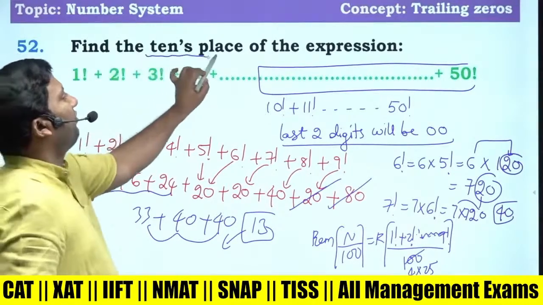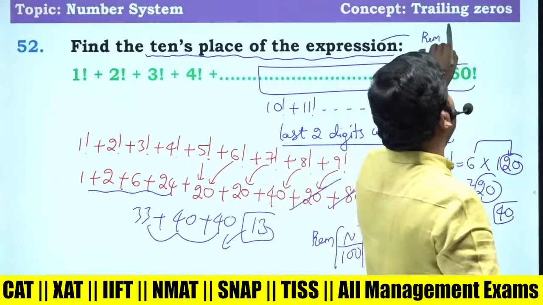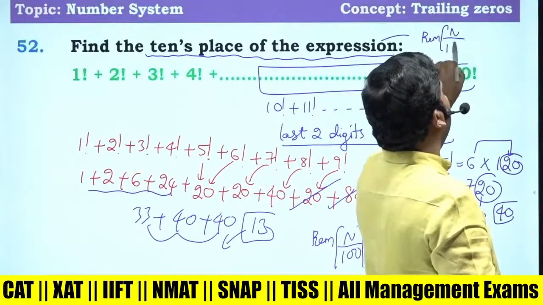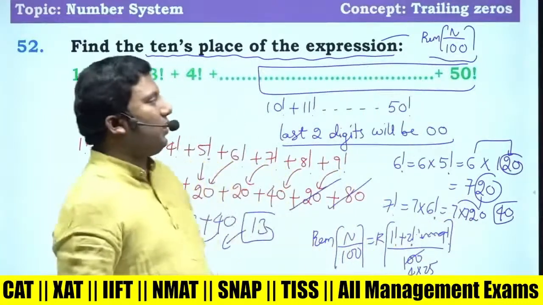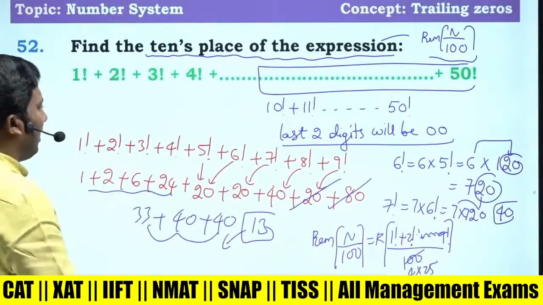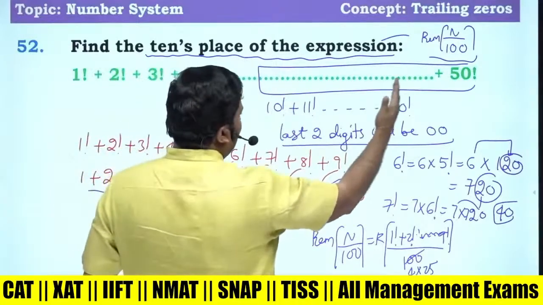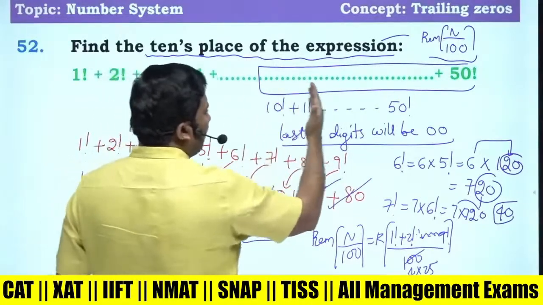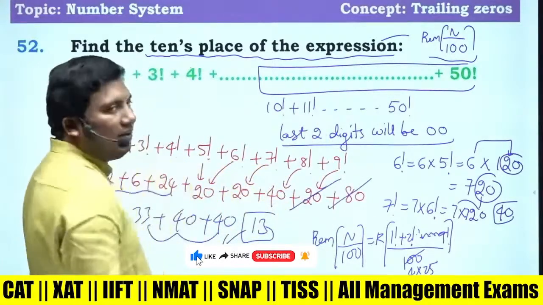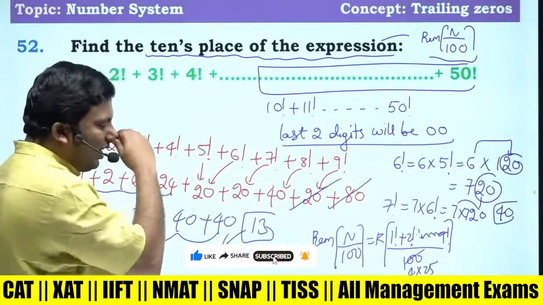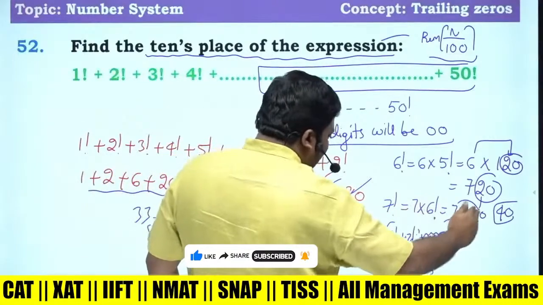Tens place of any expression: if you want the tens place of an expression, divide the number by 100. If I divide it by 100, from 10 factorial onwards, 2 zeros will be there at the end. Everything will wash off, because all are divisible by 100. 100 is 4 into 25. From 4 factorial, all are divisible by 4.